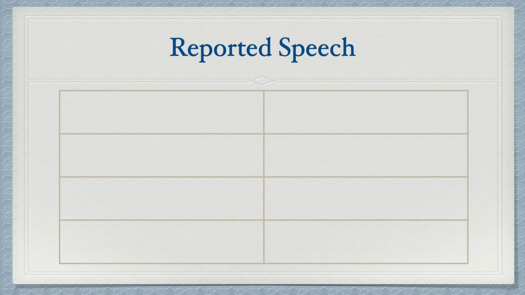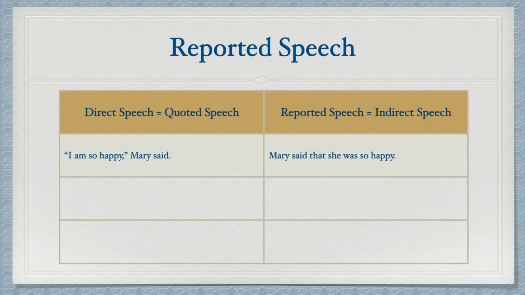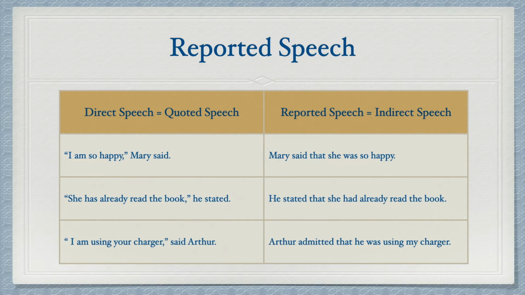Let's begin by looking at the sentences in direct speech and their equivalents in reported speech. The first difference between direct and reported speech is the presence or the absence of quotation marks. You see, reported speech has no quotation marks. As you've already learned, reported speech is sometimes called indirect speech, whereas direct speech is sometimes called quoted speech. Why? Simply because we're quoting someone. Once again, in reported speech, we do not use quotation marks.